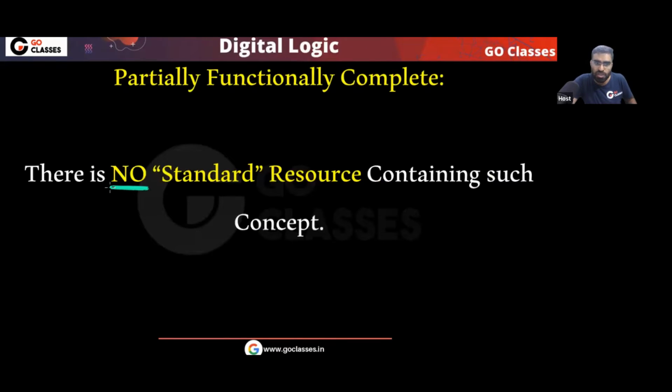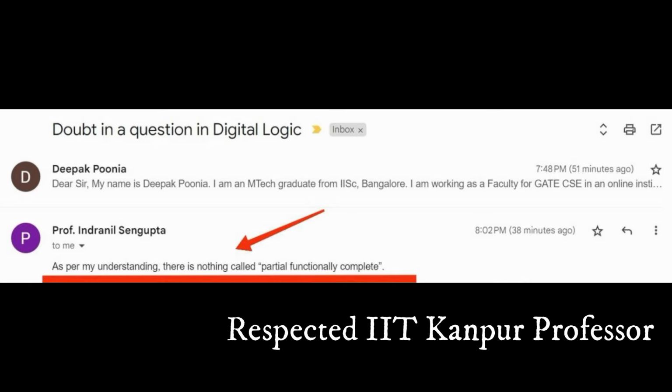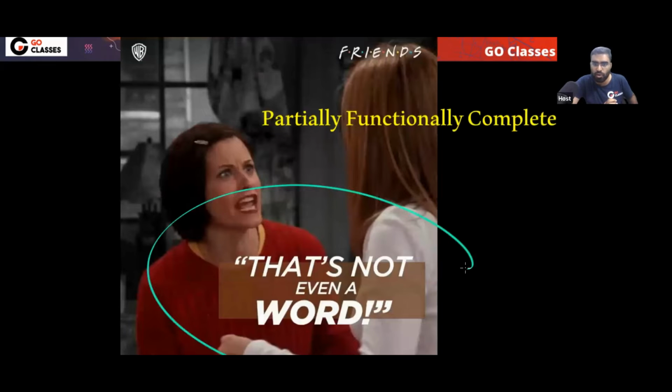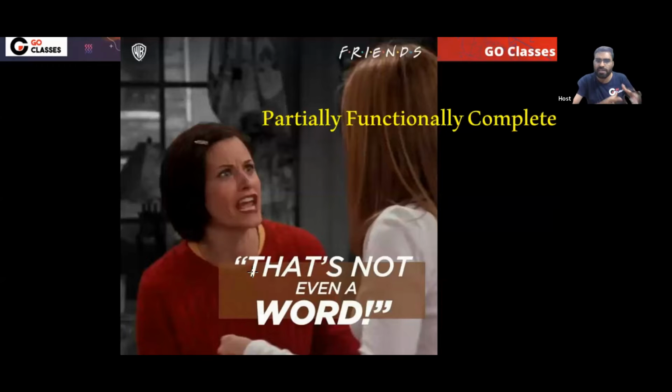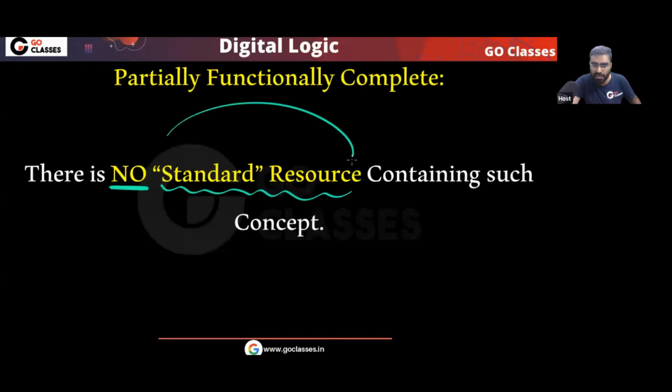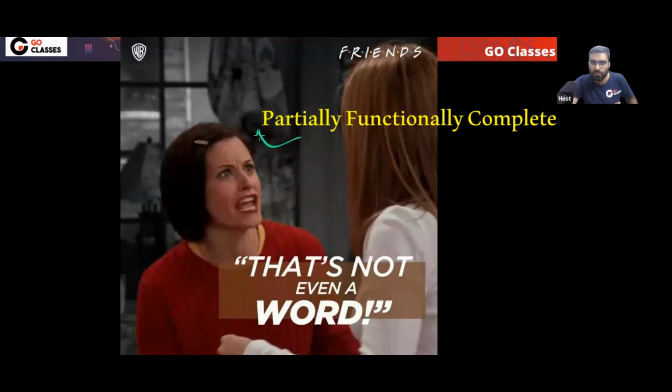There is no standard resource containing such a concept. This is not a standard concept. This is a self-made concept by some coaching teachers. You will never find it in any standard resource, any standard book, any standard lectures, any university, NPTEL, MIT, Berkeley, Morris Mano, Charles Roth. So don't use this partially functionally complete.